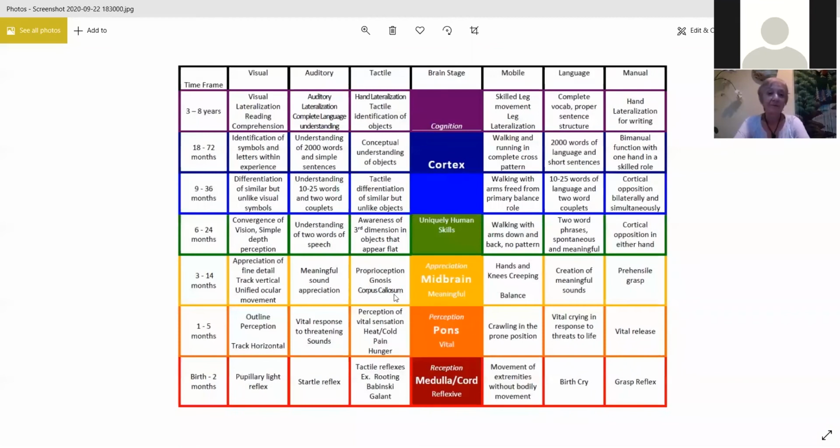So we're going to move over on that chart to the next little box that says auditory. And this is really important. This is the place when we start understanding meaningful sound. And what does that mean? That means appreciation of tonality.